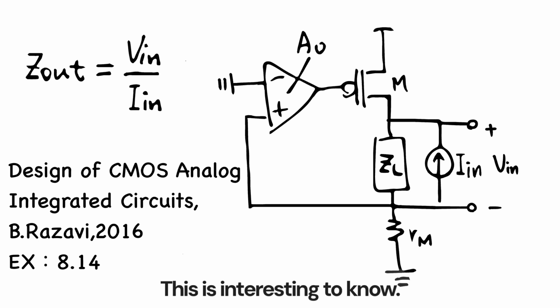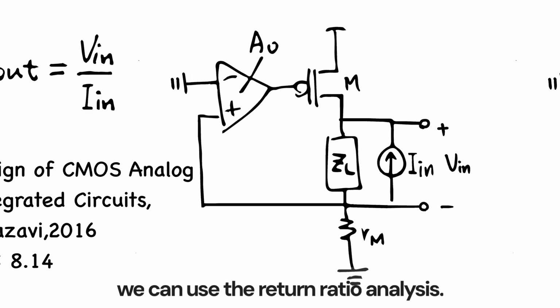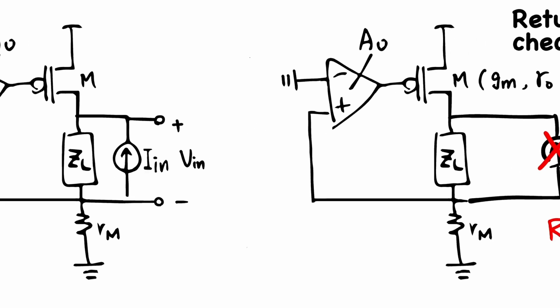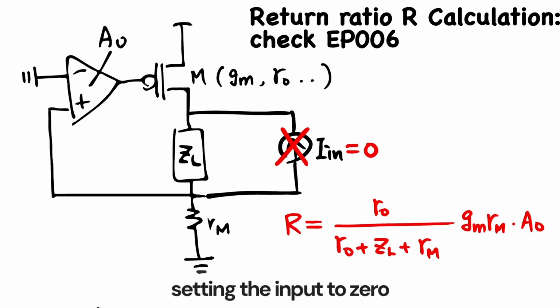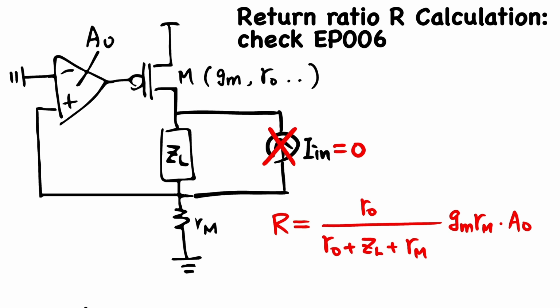This is interesting to know. Calculating port impedance is just another kind of transfer function calculation. Just this time, the input and the output are both at the same port. So, if we want to calculate the transfer function of this output impedance, we can use the return ratio analysis. The first step: set the input to 0 and calculate the return ratio.